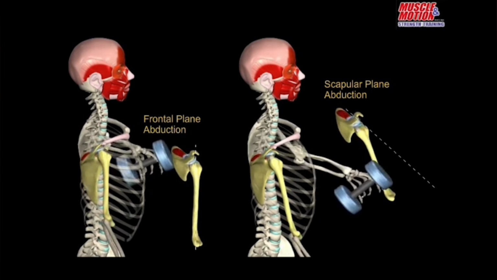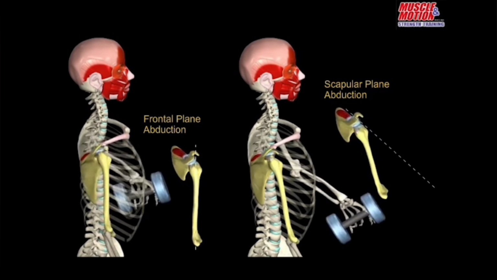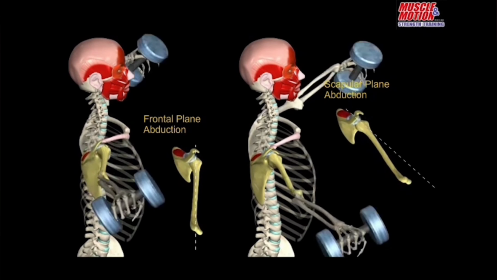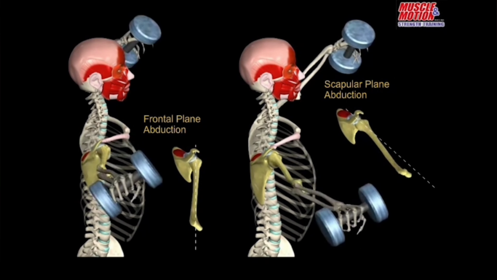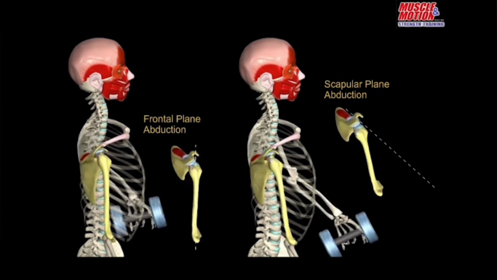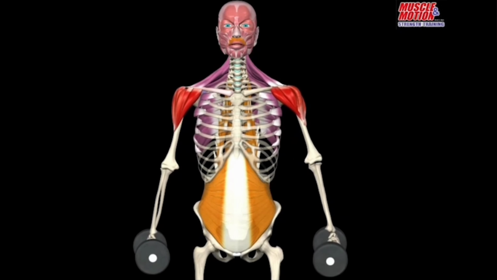Shoulder abduction in the frontal plane is not a natural movement. Abducting the shoulder in the scapular plane, about 30 degrees anterior to the frontal plane, is a much more natural movement which does not cause any shoulder impingement. In this scapular plane, impingement will always be avoided.